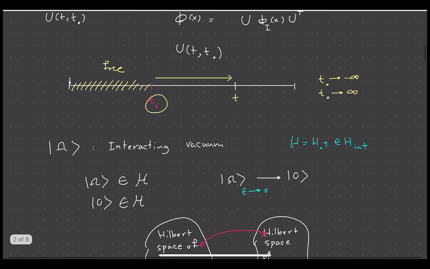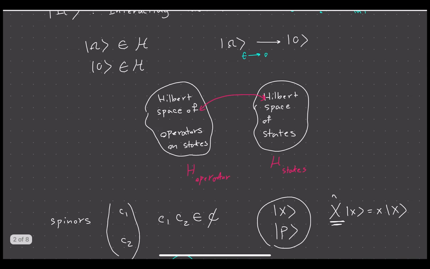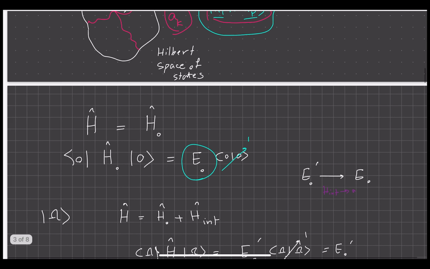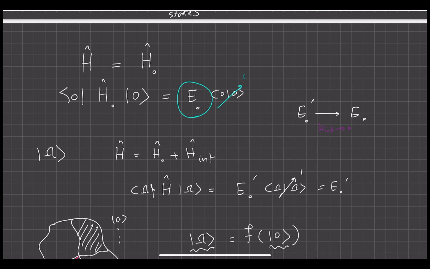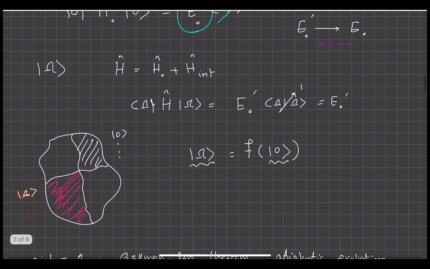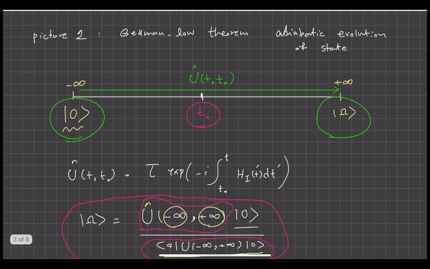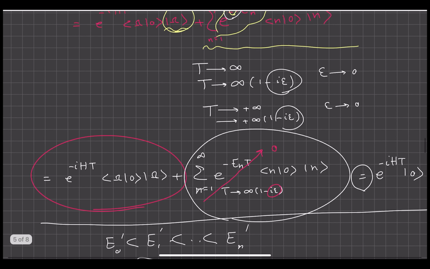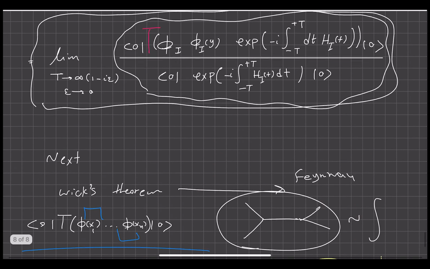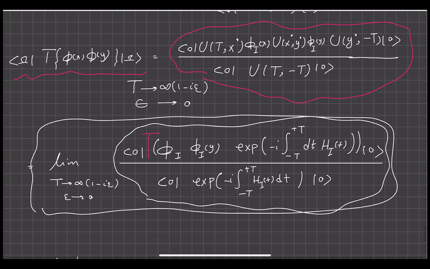We previously talked about how the Hilbert space is spanned by different bases, and we basically want to go from the free bases to the interacting bases. We talked about all of this evolution, adiabatic evolution, and then ultimately how to systematically calculate this expectation value that we are interested in.